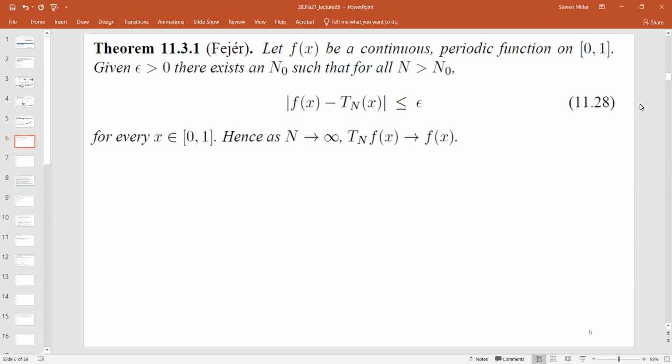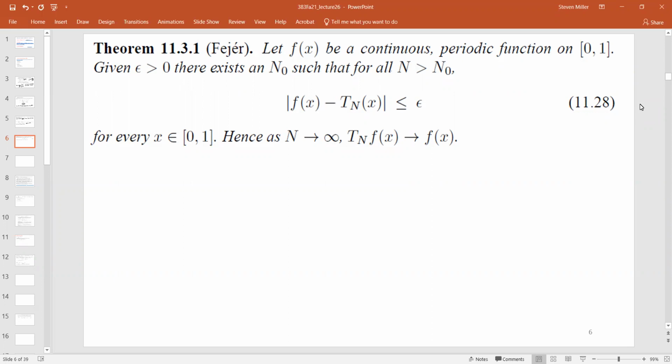All right, so now what we want to do is prove Fejér's theorem: if we have a continuous periodic function on 0, 1, then given any epsilon, there is an N_0 such that as long as n is greater than N_0, my Fejér approximation is within epsilon of my function. And what's great is this is uniform. I only have to choose an N_0. It doesn't depend on the point x, it just depends on epsilon.